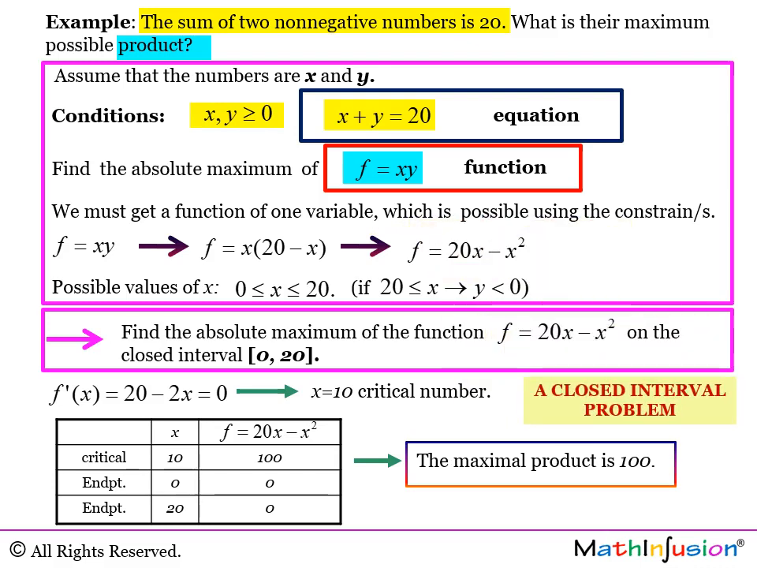We call this type of optimization problem a closed interval problem because the values of x are between two specific numbers. Those are usually easier than the open interval problem, which we are going to see in a few minutes.